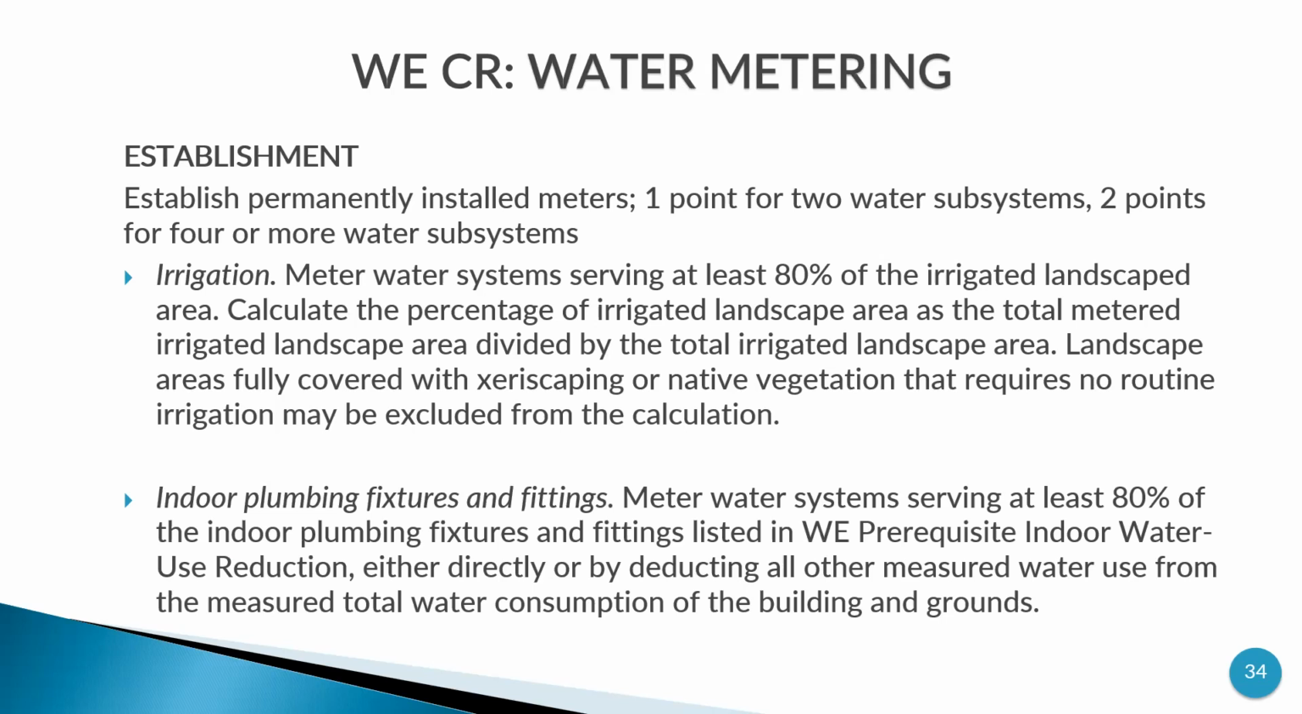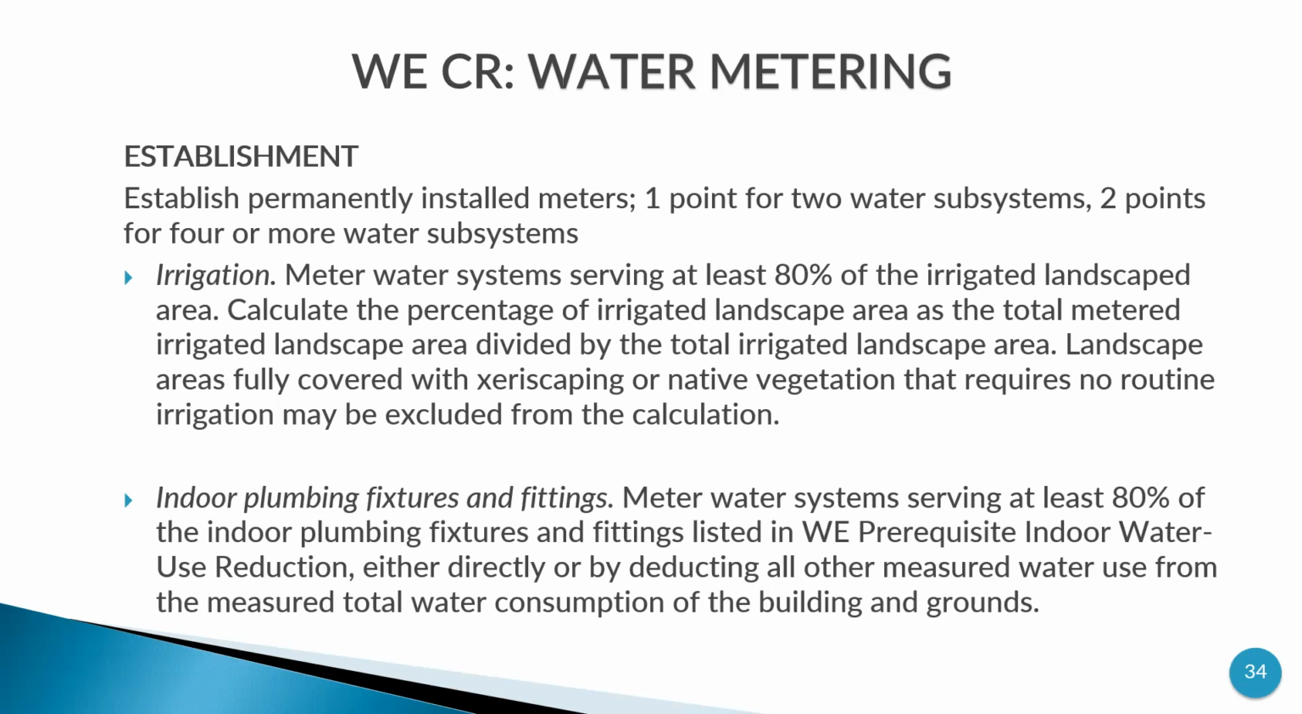Coming to the establishment period, 1 point for 2 water subsystems and 2 points for 4 or more water subsystems. That is, when you provide meters for 4 or more subsystems, then you get 2 points. Irrigation, one of the subsystems: meter water system serving at least 80% of the irrigated landscape area, and calculate the percentage of irrigated landscape area as the total metered irrigated landscape area divided by the total irrigated landscape area.